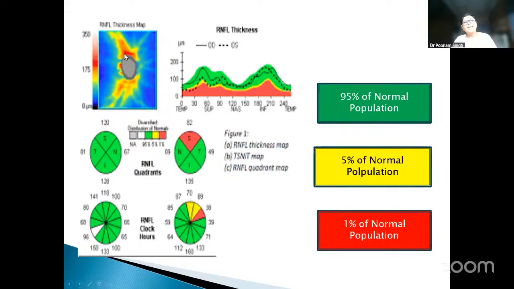Now we come to the RNFL thickness map. When we see the RNFL thickness map, there is a butterfly type of pattern of the parapapillary area, and here red is normal. So the color coding of the RNFL thickness map is different than the color coding of the rest of the quadrant map and the TISNET map.